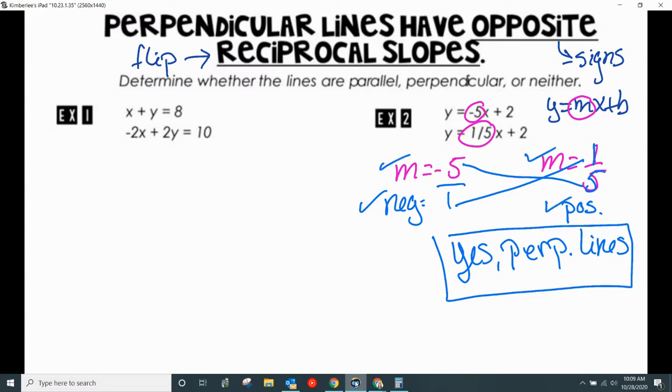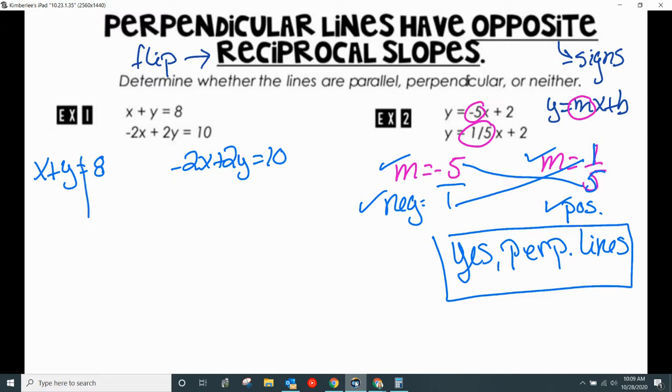So for example 1 over here, however, these equations are not solved for y. So I've got to solve them for y first before we can look at them and tell the number sitting in front of x. I can't just look right now and say, oh, my slope is negative 2 on this second one over here, because that's not true. It's not solved for y. It's not in the form y equals mx plus b.